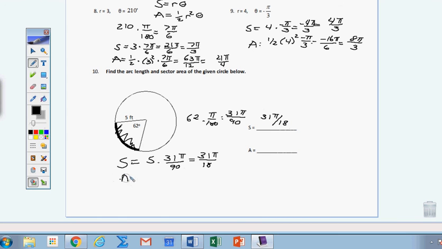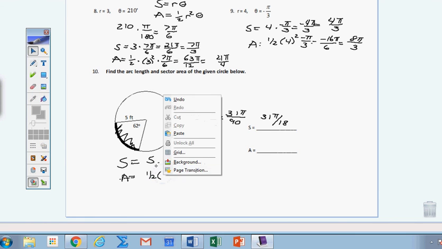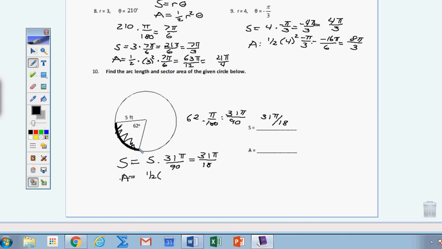And our sector area is going to be equal to 1/2 times my r, which is 5. Oops, let me go up here and grab this. My r, which is 5 squared, times my theta, which is 31 pi over 90. And all this is going to come out to 775 pi over 180. And that reduces down to 155 pi over 36. So 155 pi over 36.